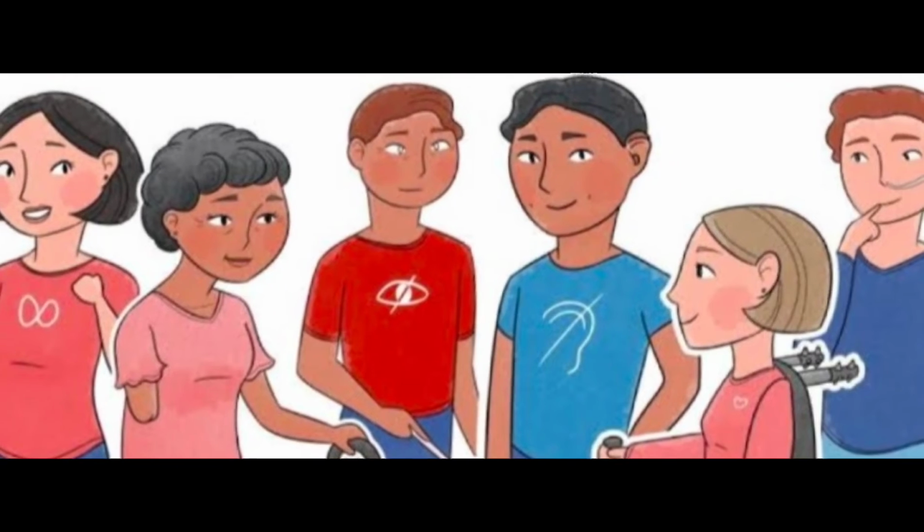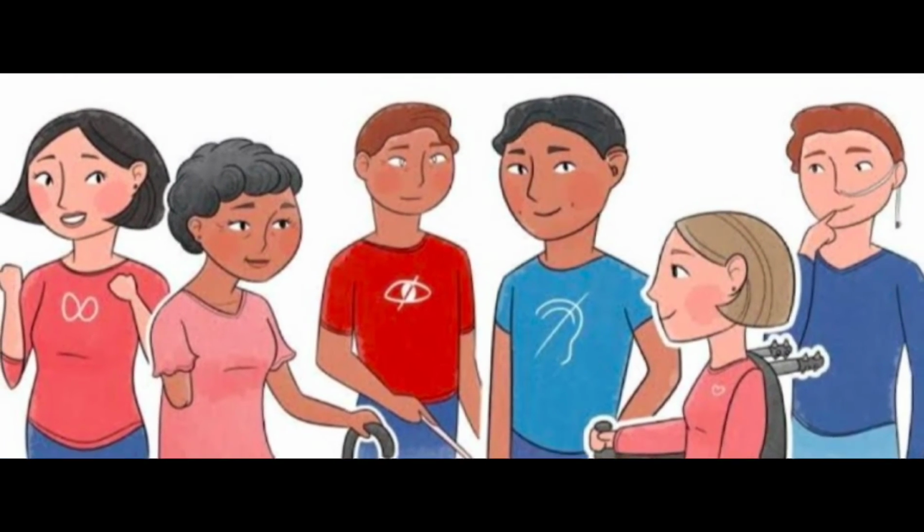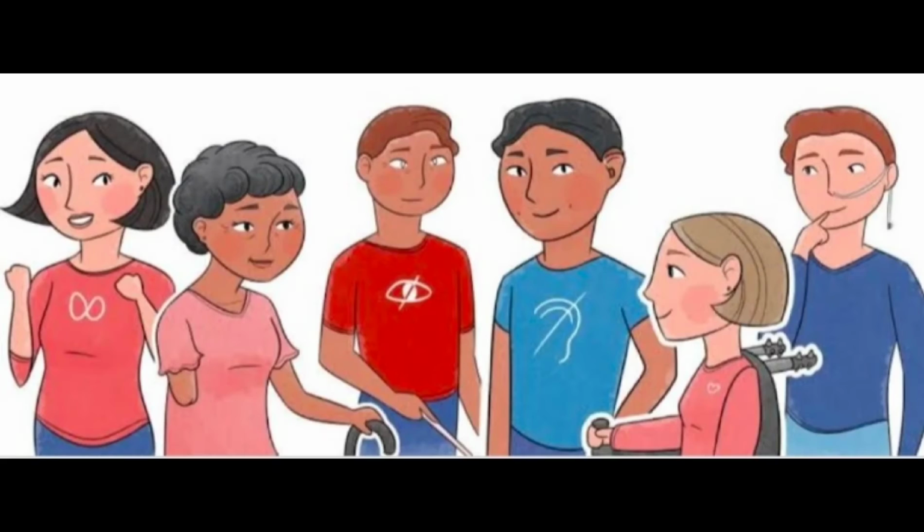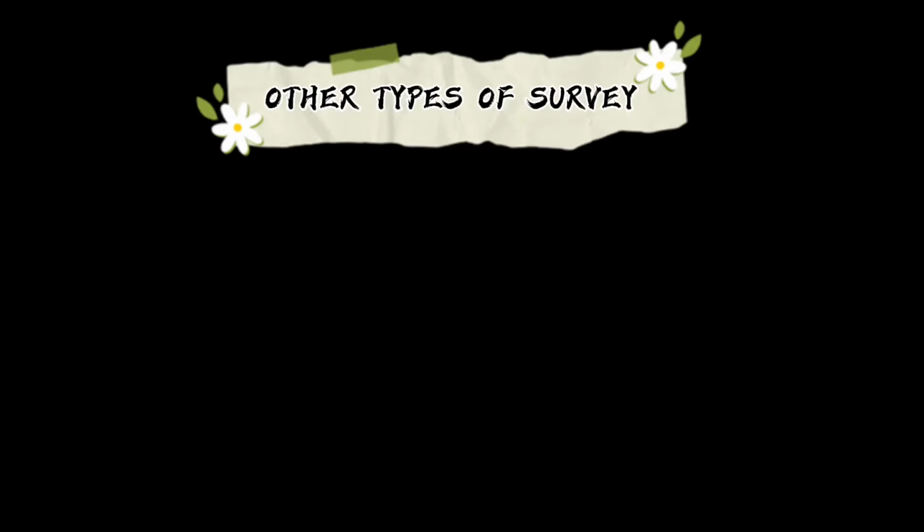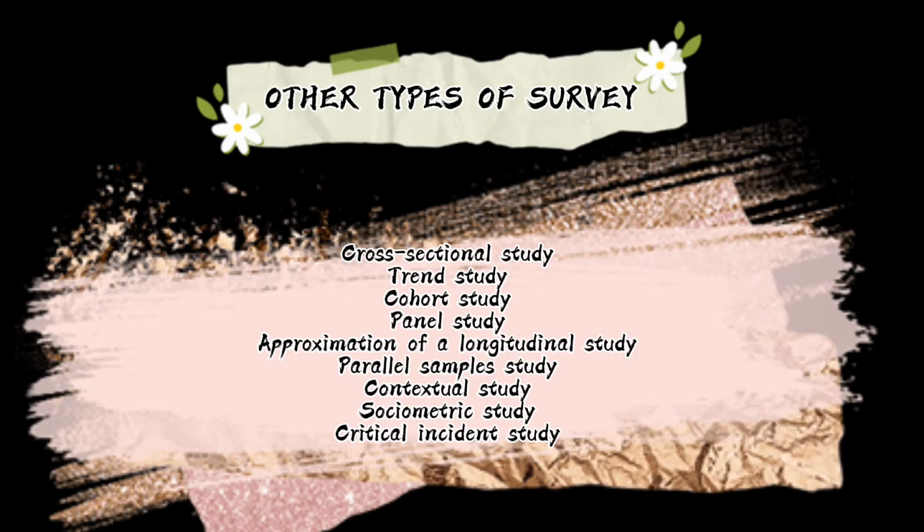Analytical survey method is appropriate for data that are quantitative in nature and that need statistical assistance to extract their meaning. Golden listed 9 different types of surveys: cross-sectional study, trend study, cohort study, panel study, approximation of a longitudinal study, parallel sample study, contextual study, sociometric study, critical incident study.